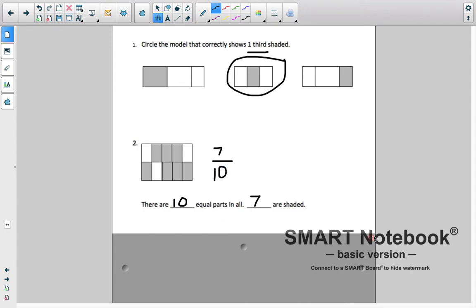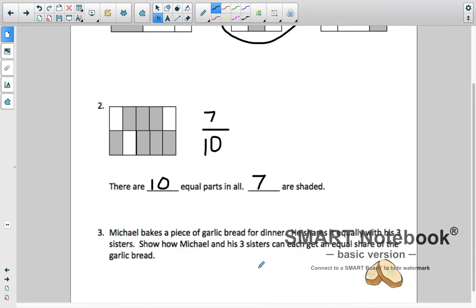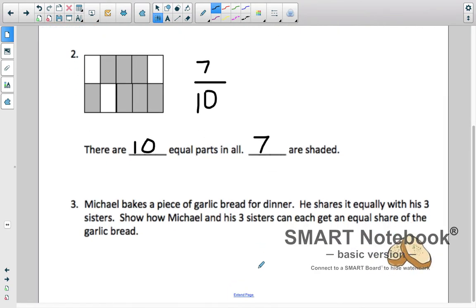All right, let's go on to the last one. Zoom in. All right, it says Michael bakes a piece of garlic bread for dinner. He shares it equally with his 3 sisters. Show how Michael and his 3 sisters can get an equal share of the garlic bread. So this is very similar to the problem that I talked about before with Dylan.